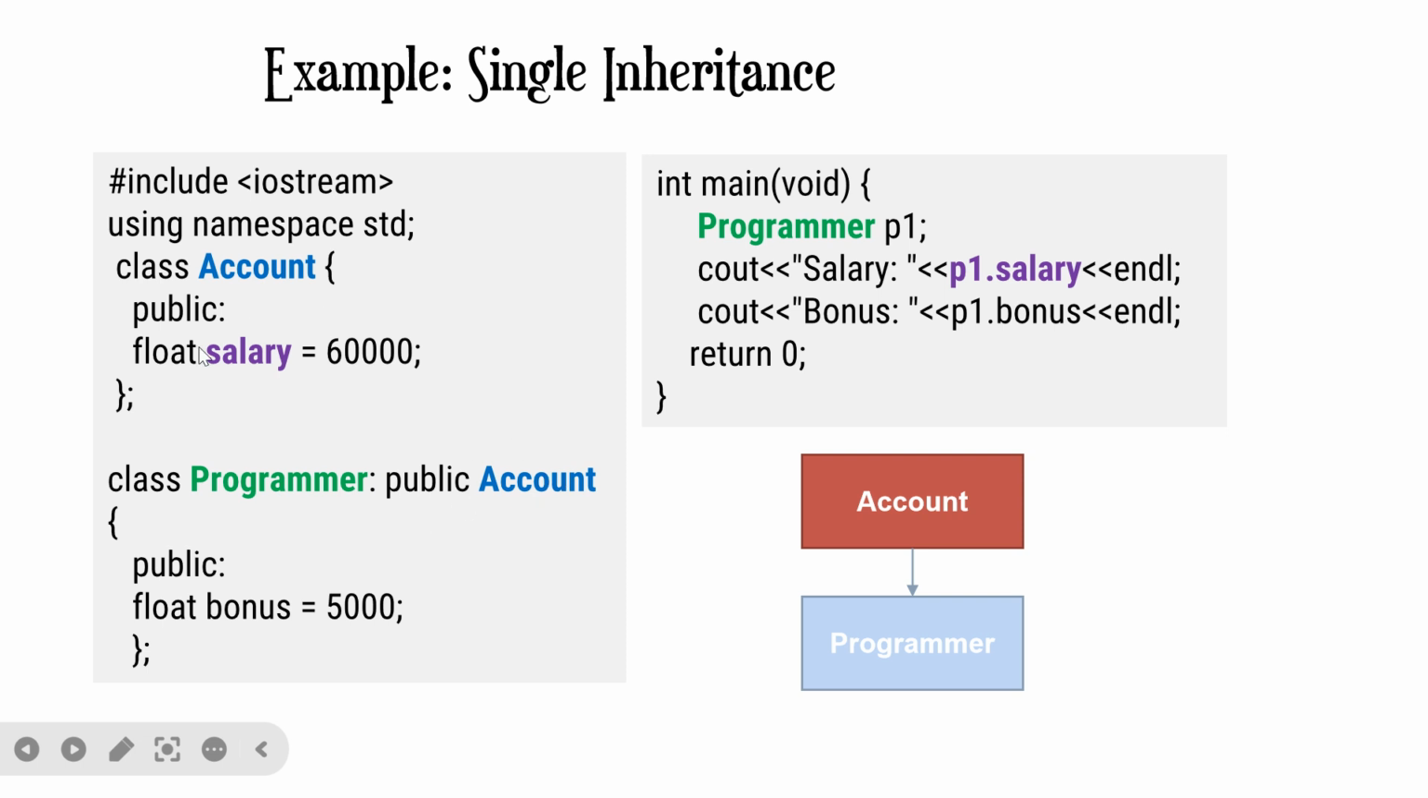So here we have the data members for account, and also the data members for the programmer. Now we are going to create one object for the programmer because this is the derived class. So using the object of the derived class, we can access the base class data and also the derived class data. So this concept is called single inheritance. Using only one base class, we are deriving one derived class.